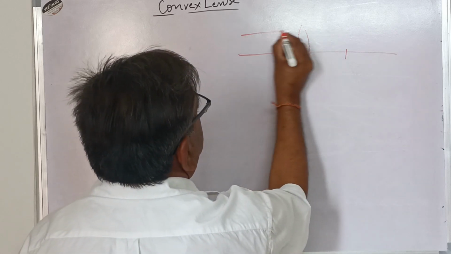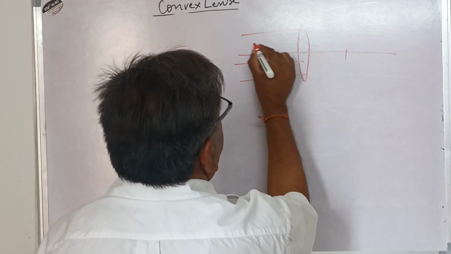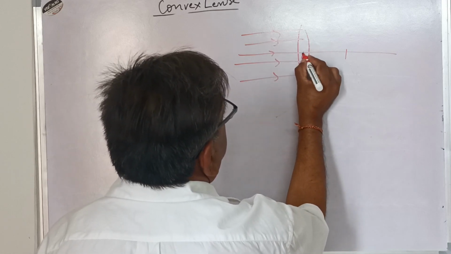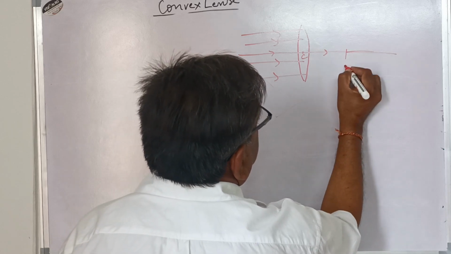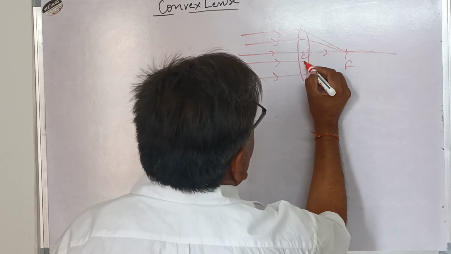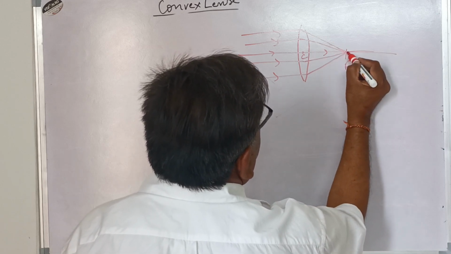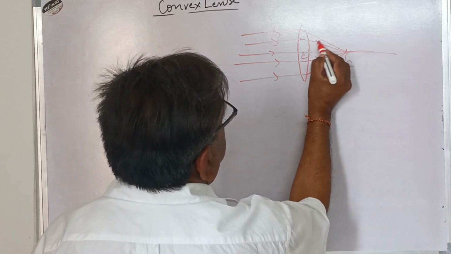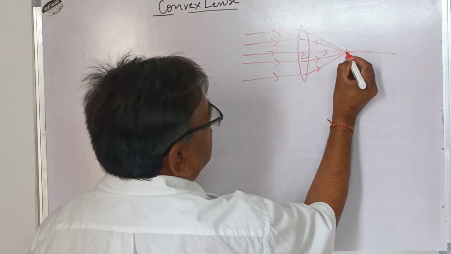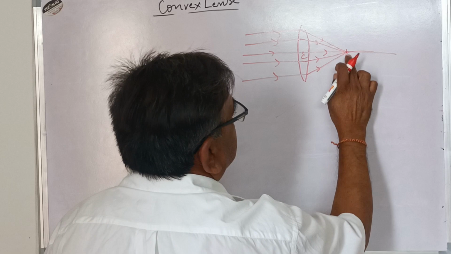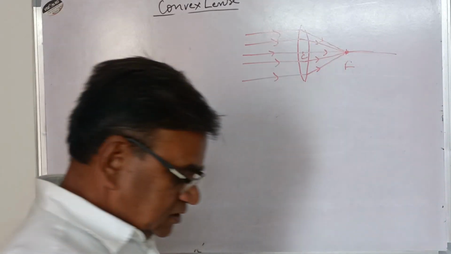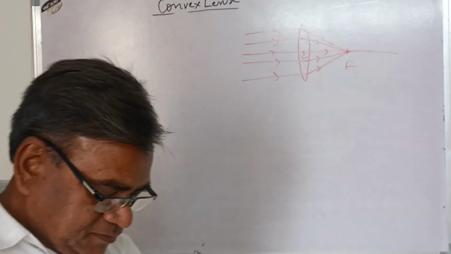These are rays coming, many rays coming here. This one is passing through the center, so this will not deviate, and all the rays will meet here at the focus after refraction. So a lot of heat energy will be produced at this pinpoint, at the focus. So this is the convex lens.